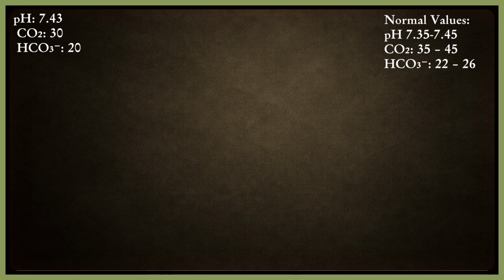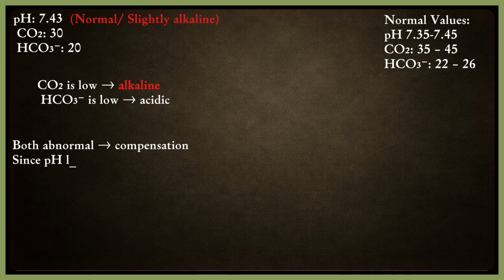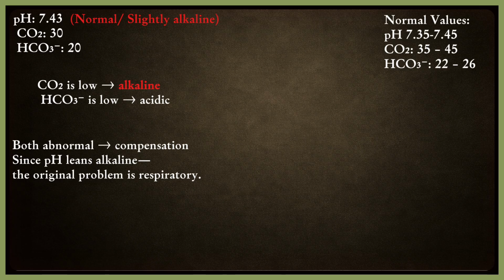Here's another example. pH 7.43, CO2 30, and HCO3 20. So the pH is normal, but slightly toward alkaline. CO2 is low, alkaline. HCO3 is low, so it's acidic. So both are abnormal, which indicates compensation. But since the pH leans alkaline, the original problem is respiratory. It's fully compensated respiratory alkalosis.